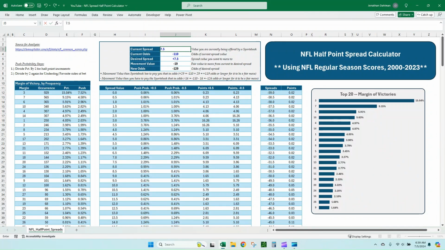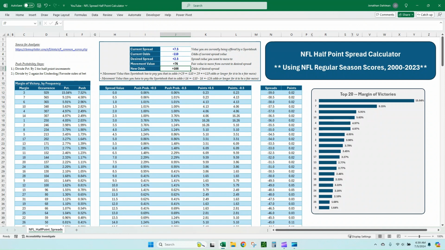We could do the flip here. So let's say we're getting odds of 7.5, but we think that, let's do a big movement here, we think it's going to be less than a field goal. So that's worth 76 points, moving from 7.5 all the way down to 2.5. So now your new desired spread would be plus 166.